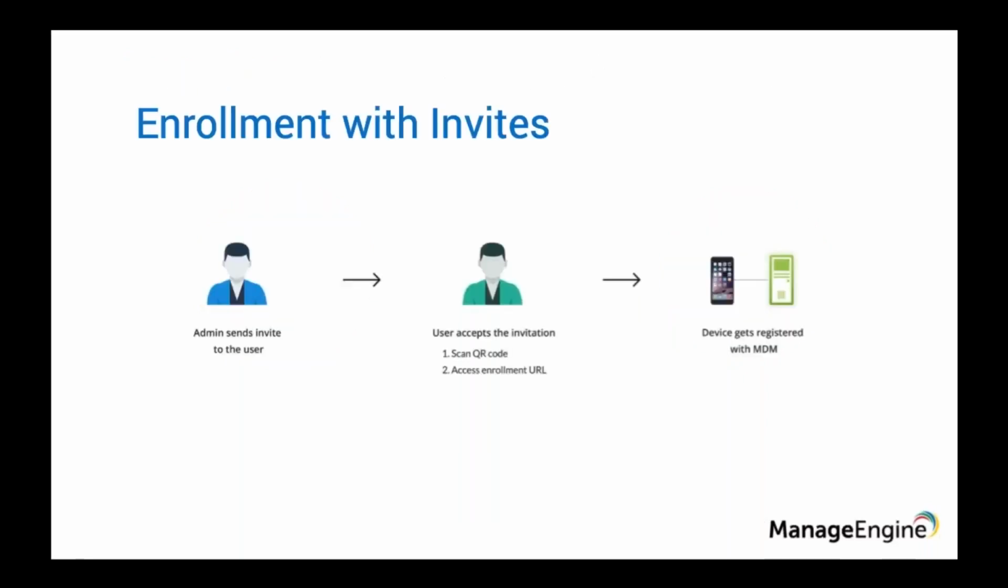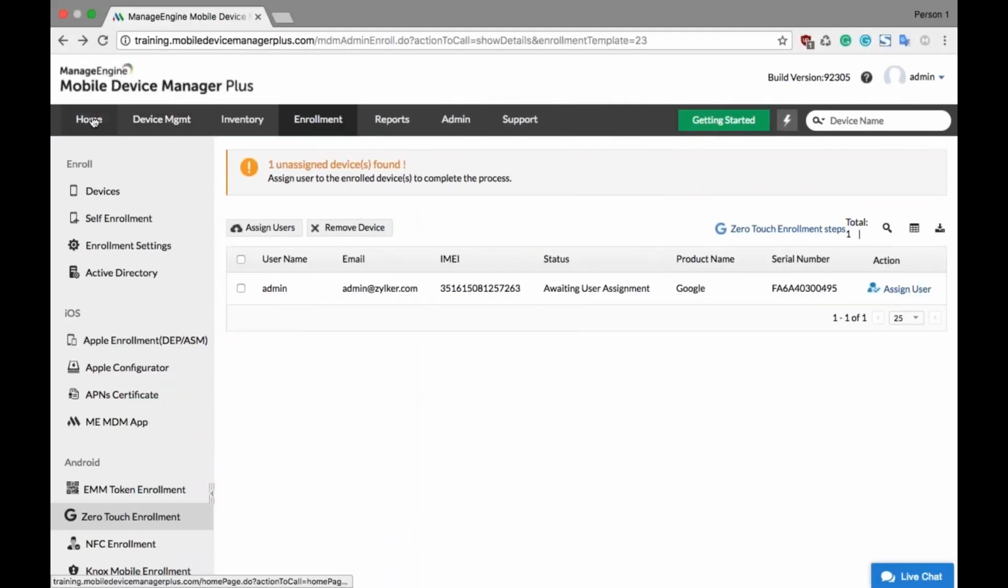So firstly, we'll understand how enrollment by invites actually works. Firstly, the admin sends an invite to the user, after which the user accepts the invitation and follows the steps given in the invite. He can either choose to scan the QR code and then access the enrollment URL to complete enrollment. Once the enrollment is completed, the device gets registered with MDM. So I'll show you how this is done on the MDM server. So I'll take you to my MDM server.